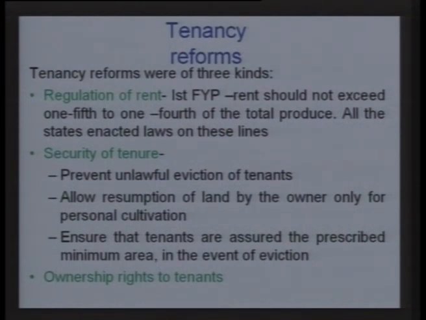That is the regulation of rent. In the first 5-year plan itself, a condition was imposed that the rent should not exceed 1/5 or 1/4 of the total produce. That is, 20 to 25% of the total produce should become the rent. It should lie only between this, and it should not exceed beyond this, as far as the rent is concerned, which has to be paid by the tenant to the owner of the land. All the states enacted laws on these lines, and this was enforced.